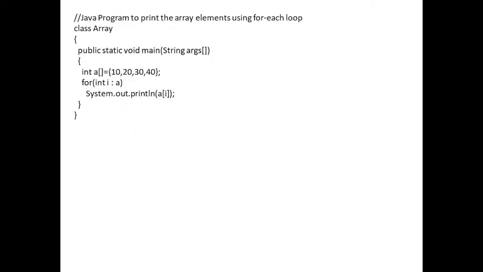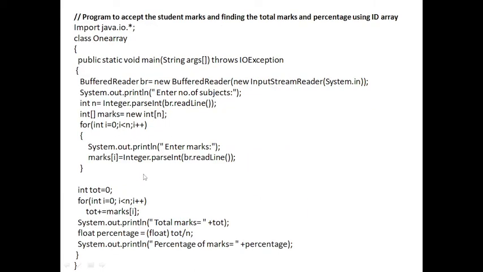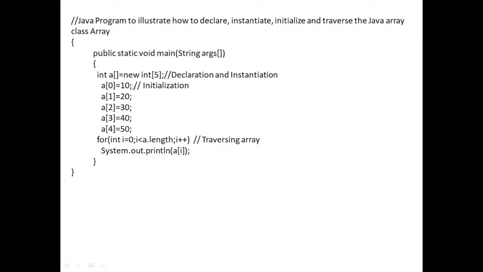So in the last class, this is what we discussed: what is a one-dimensional array and how to create one. There are two ways to create a 1D array, this one, and then this is another way of creating a 1D array. We also discussed a program related to 1D arrays, that is, how to declare, instantiate, initialize and traverse a 1D array.